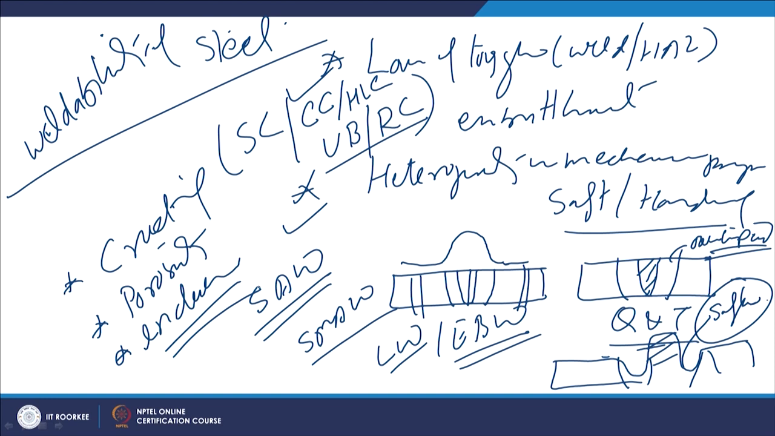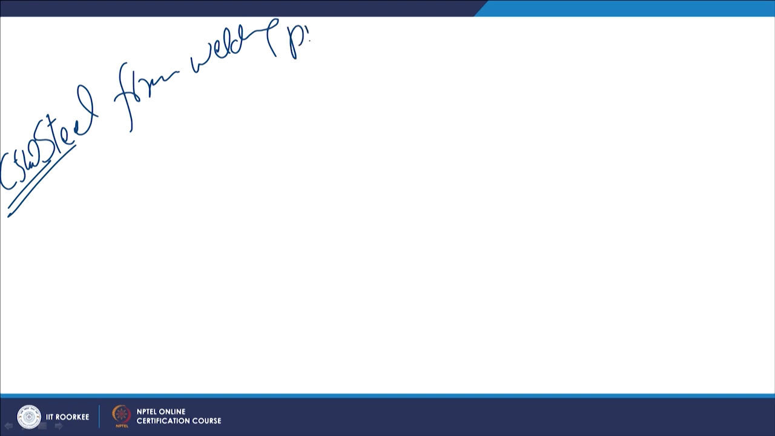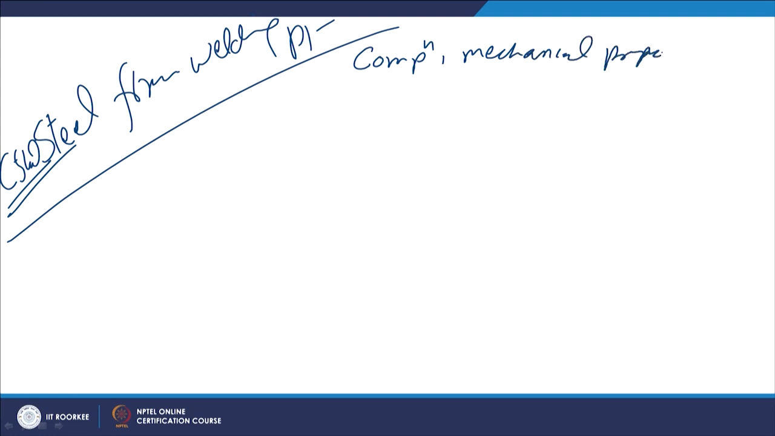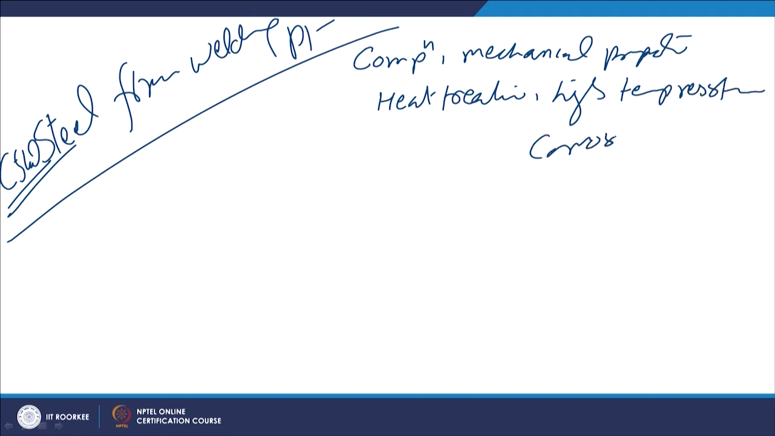So, now we will go through the different categories of the steels which are commercially used, and from the welding point of view how these are categorized. So, the steel categorization, basically carbon steel categorization from the welding point of view. This categorization is based on the composition, mechanical properties, heat treatment, ability to withstand high temperature, so high temperature resistance, and corrosion resistance or corrosion protection. These are six categories.